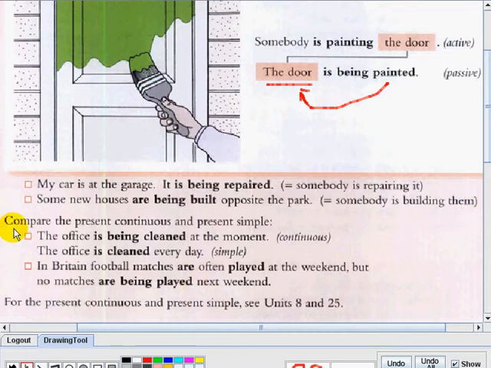Now let's compare the present continuous and the present simple. The office is being cleaned at the moment. This is continuous. Present continuous passive. Why? Because we have here the word being. Have you seen it? Yes. And this is simple. The office is cleaned every day. It's just simple. Is plus past participle of verb. Right?